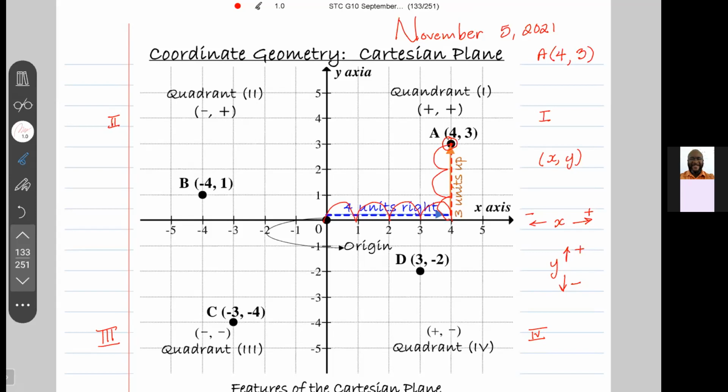Now B is what? 1, 2, 3, 4 units to the left. So the x coordinate of B is -4 because it is to the left. It's above the x-axis, so it is 1 above, so it is +1.